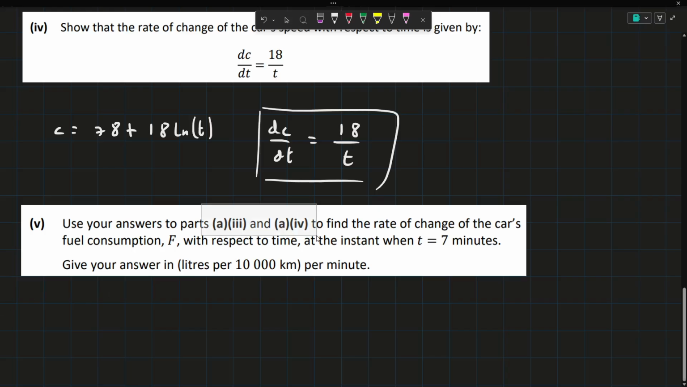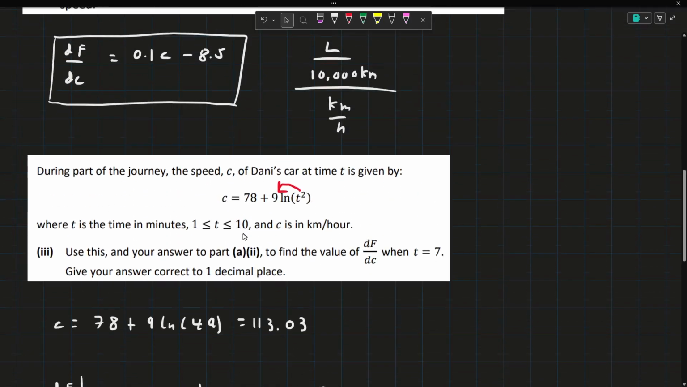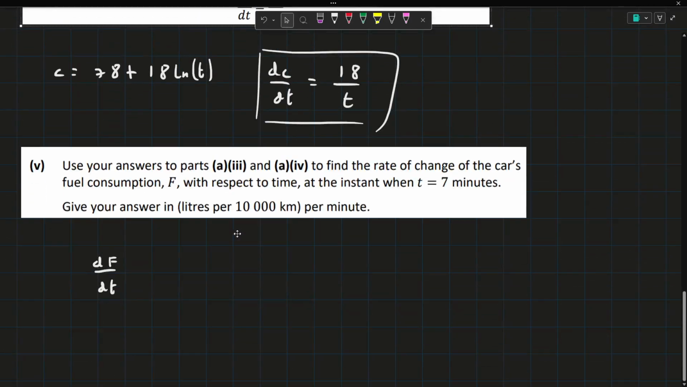So then we're asked to use these answers to find the rate of change of the car's fuel consumption, f, with respect to time. So basically, we need to find df over dt. So we know dc over dt, and we also know df over dc. So this is what we want, and we have dc over dt and df over dc.